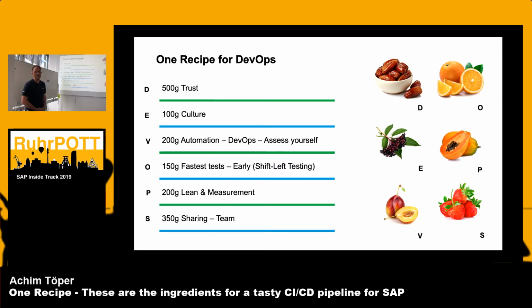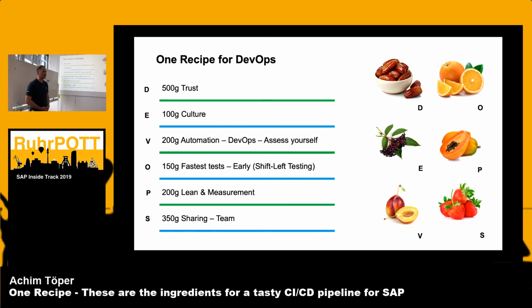I brought a little assessment with me so that you can self-assess how far you are on the Agile and DevOps journey. We need fast tests and early tests. So I talked about the shift-left testing approach already. So this is on my recipe. Then what we strongly need is lean and measurement, to see if we get even better, so if we have a continuous improvement also in our pipeline. There will be needed some figures and KPIs, so let's talk about that in a while.